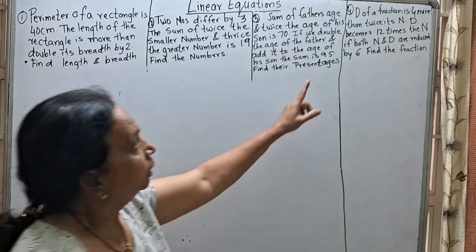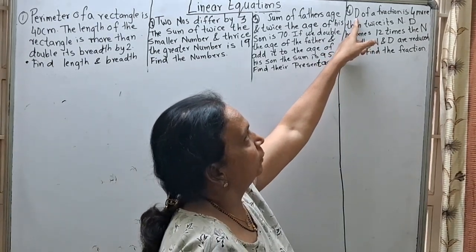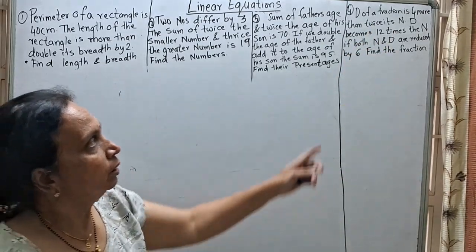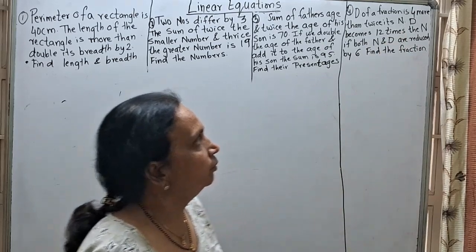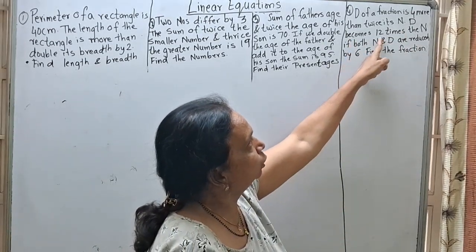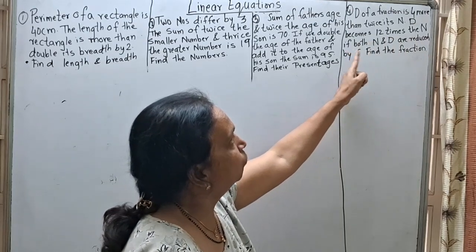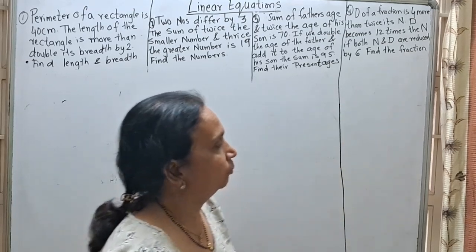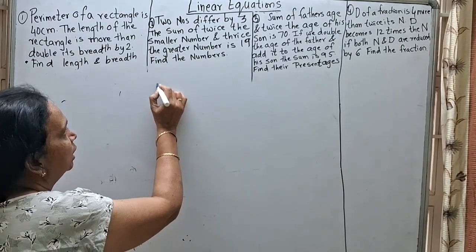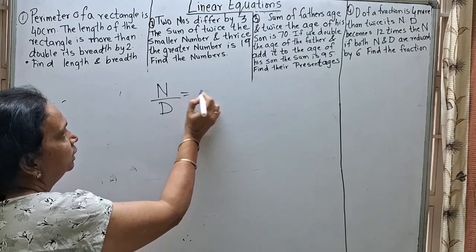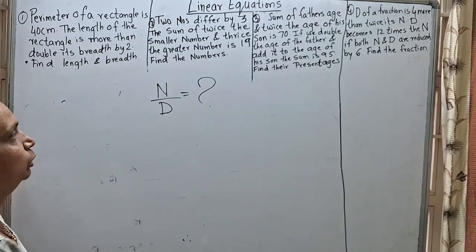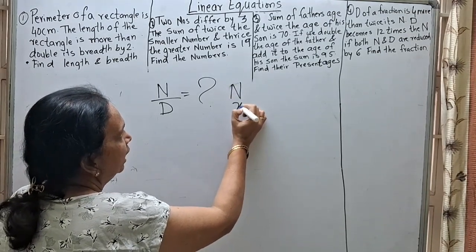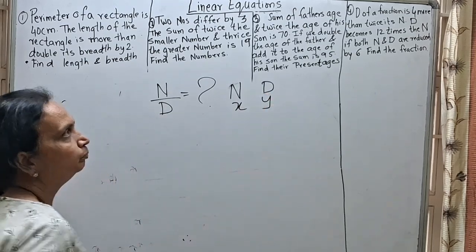Now, I have written in short, D represents denominator. The denominator of a fraction is 4 more than twice its numerator. The denominator becomes 12 times the numerator if both the numerator and denominator are reduced by 6. Find the fraction. Fraction means numerator upon denominator, and this is what they have asked you. So let us consider the numerator to be x and the denominator to be y.